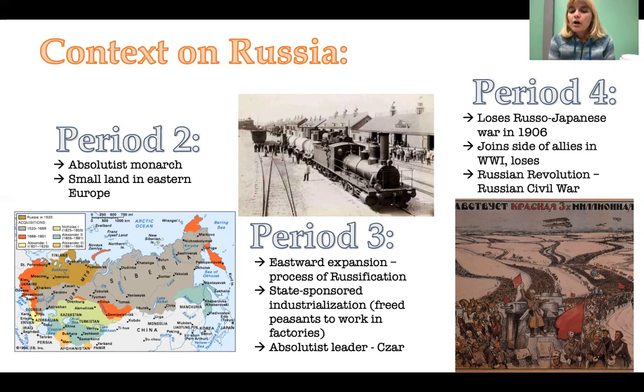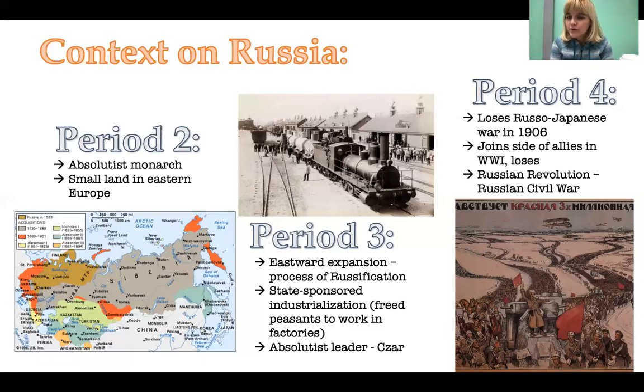During period 3, we also see state-sponsored industrialization. So the Russian Tsar, he kind of looks at the rest of Europe, he kind of looks at England and France, and he's like, look, they have industrialized way quicker than we have. We need to industrialize. And so through tax collection, the government will pay for factories. It will pay for mines. It will pay for railroads. It will pay for this new industrialization process.